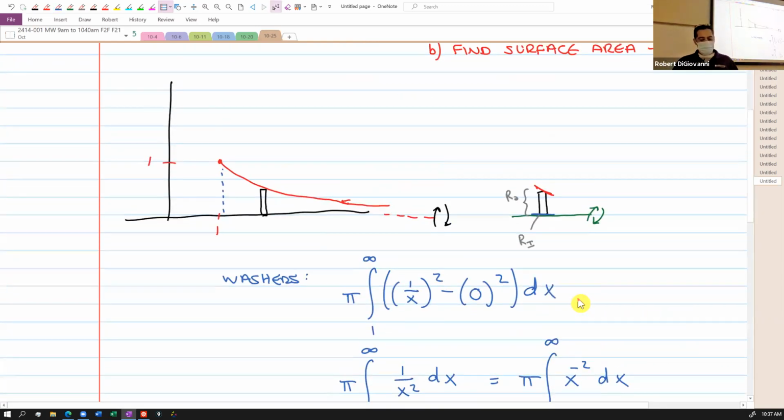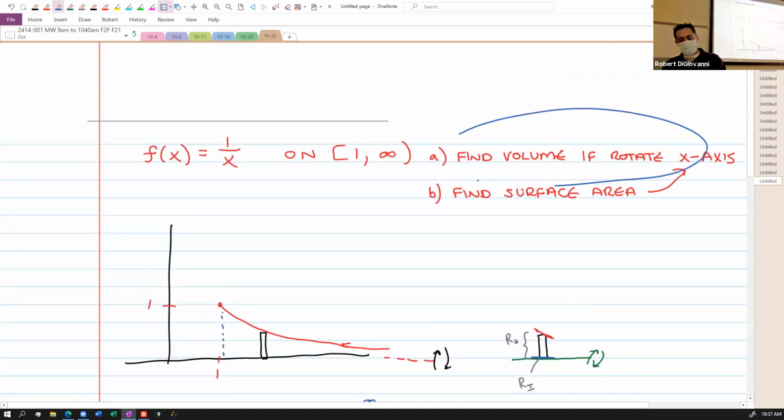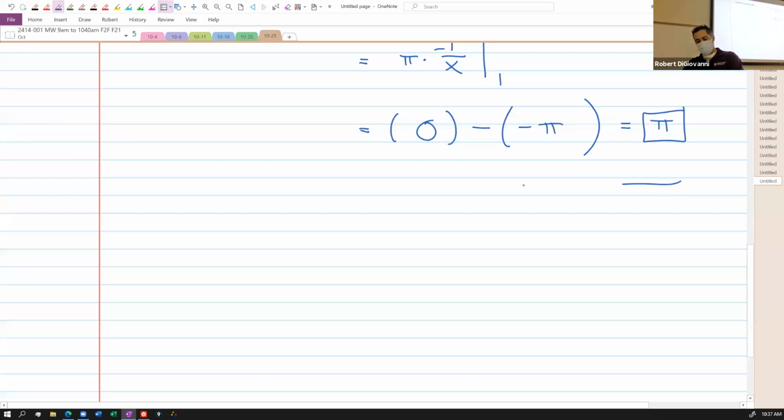Okay, so at the end of the day, the volume of this is finite. Finite, right? You have a finite volume. Let's do surface area. Okay, so for surface area, I'm going to use the same formula we just used.